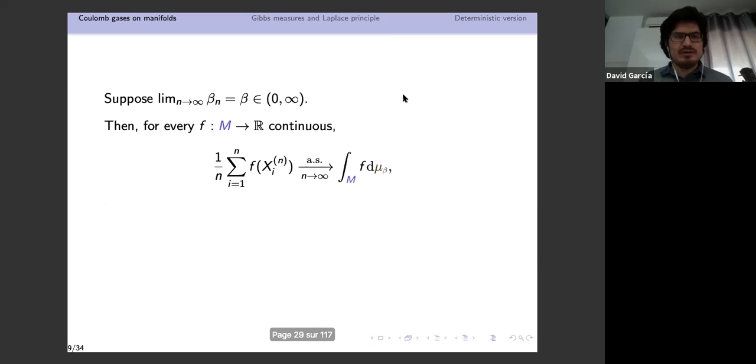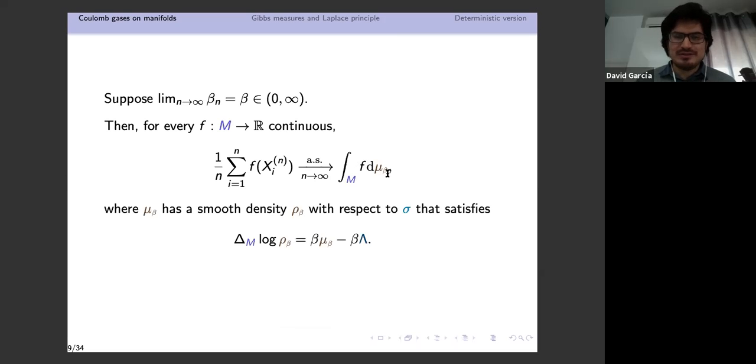And what we will see is that the empirical means, in this case, go to the integral of f with respect to some measure that depends on beta, and that this measure is the solution to this equation. So the measure has a smooth density rho beta. The density is with respect to sigma, and this density satisfies this equation. This is a nice geometric equation that is related to the scalar curvature in the case of a two-dimensional manifold, but we will not do this now. The only important aspect of this is that it describes the limit of the empirical means in the interpolating regime.